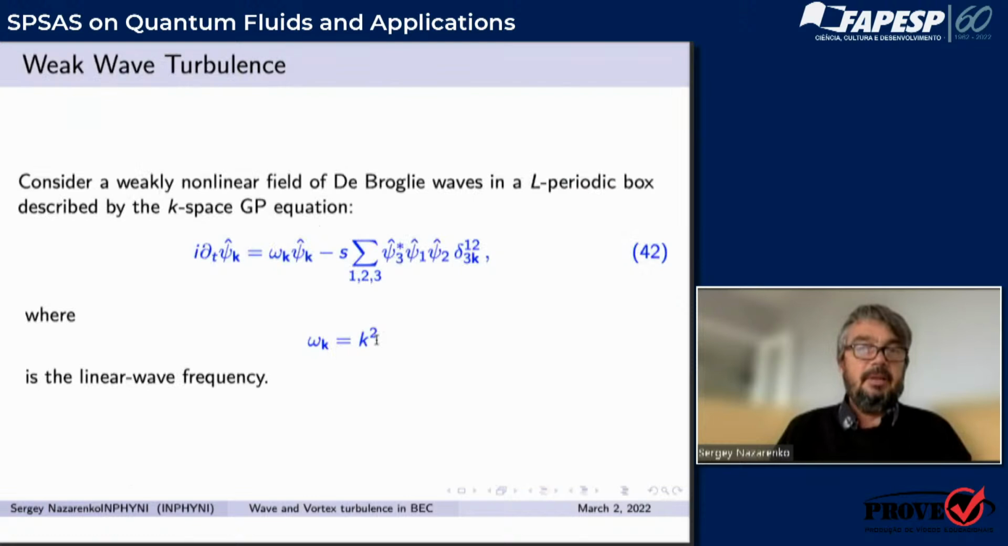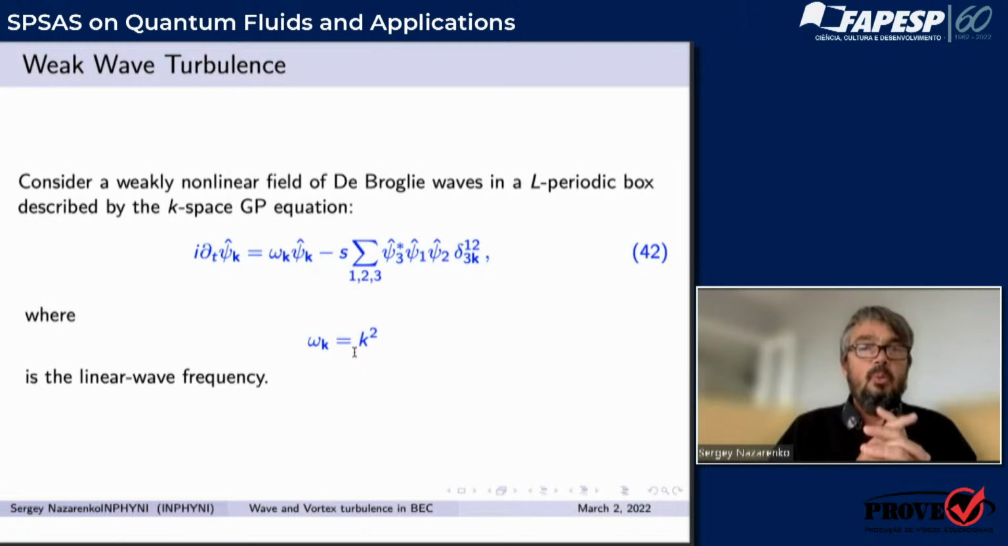Okay, this was the vortex systems and turbulence containing vortices. And the vortex turbulence dominated by vortex properties you can refer to as strong turbulence, in the sense that the nonlinearity is essential, is strong compared to the linear term, the Laplacian, in the Gross-Pitaevskii model. Now let's consider the situation where the field consists of weakly nonlinear waves. This kind of state is called weak wave turbulence.